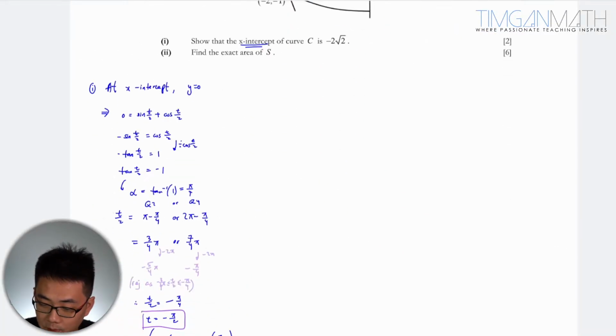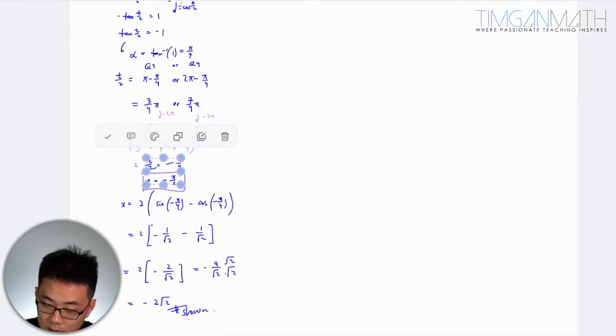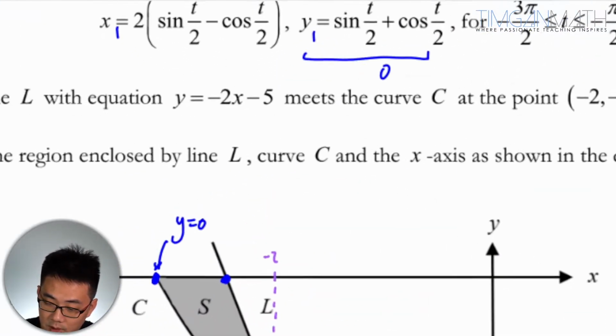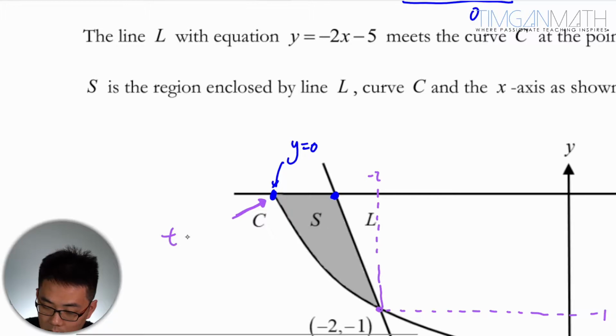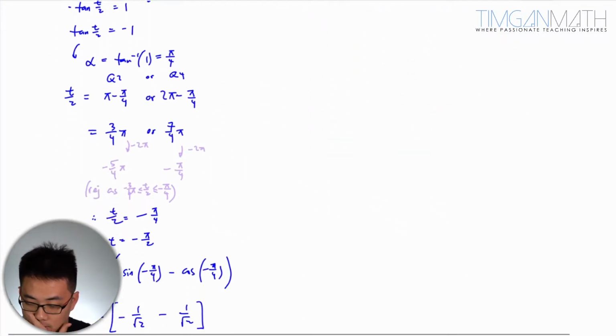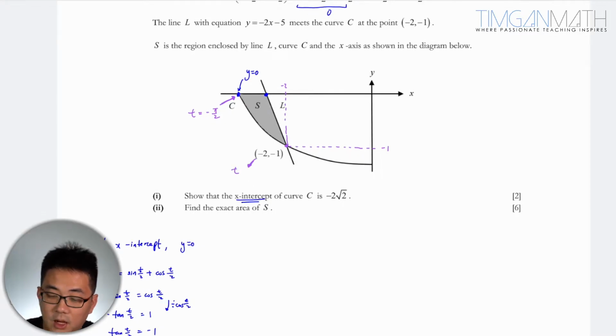So for example, we already found y equals 0, t is minus pi over 2 here. Right, so this is t equals pi minus pi over 2. This corresponding point here, t is minus pi over 2. Alright, very likely we need to find what this t was later, but we just try and see how we find the exact area.